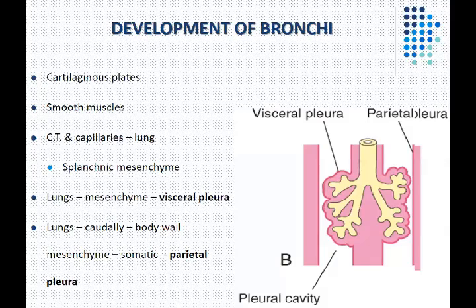पिछली स्लाइड पे एक दफा दोबारा इसको देख लेते हैं कि the cartilages, the smooth muscles, and connective tissue and the capillaries, they were all formed by mesenchyme, splanchnic mesenchyme, the mesenchyme that surrounds the developing lung. And this mesenchyme that surrounds the developing lung, I'm talking about this particular mesenchyme. Okay? This mesenchyme also at the periphery, at the surface, this mesenchyme develops into visceral crura.